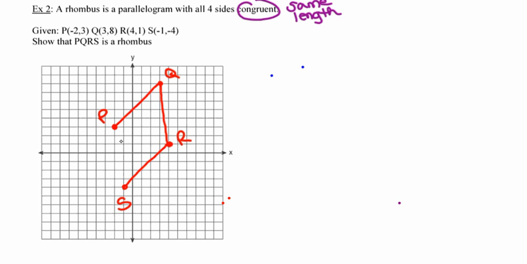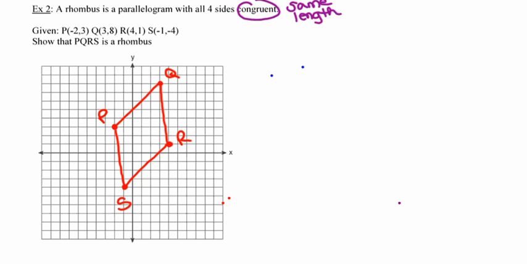So in other words, to show this as a rhombus, I would need to show that all 4 of those sides have the same length or the same distance. So in other words, I would have to do the distance formula 4 times. Once to find the distance between points P and Q, a second time to find the distance between points Q and R, a third time to find the distance between points R and S, and then lastly a fourth time to find the distance between points P and S.